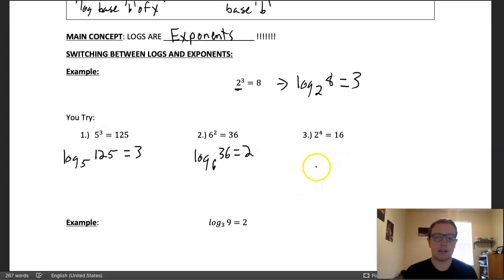One last one, 2 to the 4th is equal to 16. Write that as a logarithm. So for this, 2 is our base, so this is log base 2. And then we use the number on the right-hand side, 16, and it is equal to our exponent. So log base 2 of 16 is equal to 4.